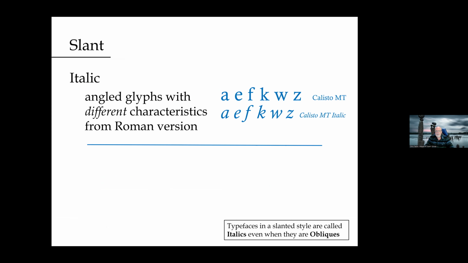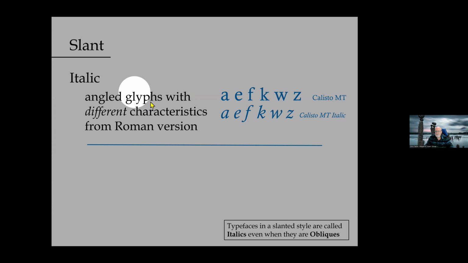The slant, you can have italics, and for it to be italic rather than just slanted, it has to have different characteristics from the Roman version. So we see here the lowercase a as a single-story letter, and the lowercase a on the upright is a two-story. The f is a considerably different shape. The k in the italic version has a loop, and the upright doesn't have that loop. So different characteristics than the uprights.